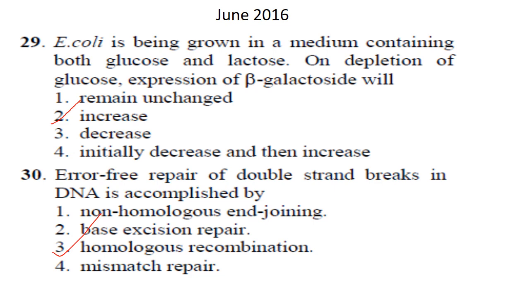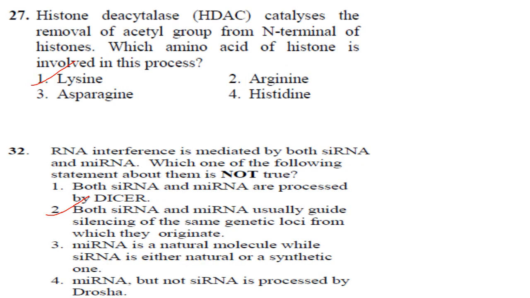Then error-free repair of double-strand breaks in DNA is accomplished by homologous recombination. Answer is option 1. Then next one. Histone deacetylase catalyzes the removal of acetyl group from the N-terminal of histones. Which amino acid of histone is involved in this process? It is lysine. Answer is option 1.